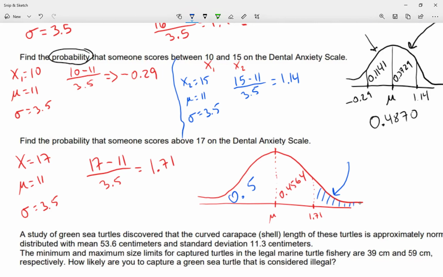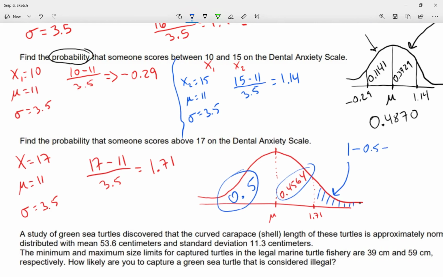I know the whole probability is 1. So the whole area under my graph is 1. But I have to take away this. So my whole probability is 1 minus 0.5, because I don't want that. And then I also have to take this, so minus 0.4564. So I'm going to use my calculator.